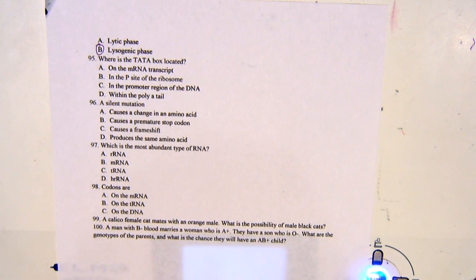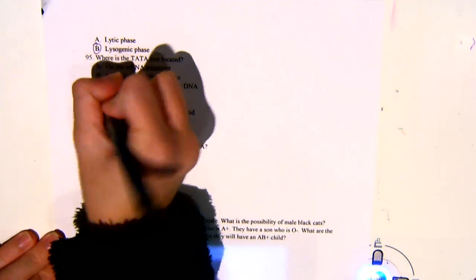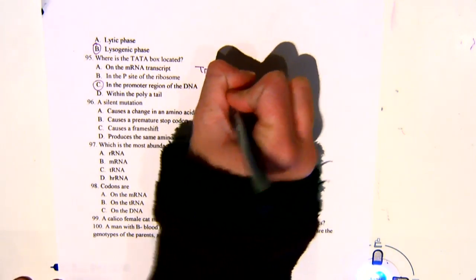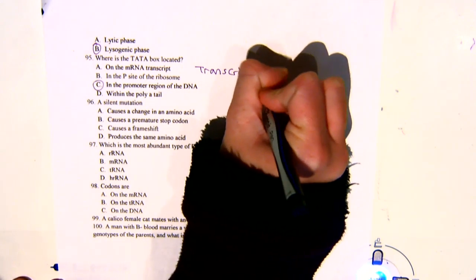95. Where is the TATA box located? Promoter. So C. The promoter region with the TATA box is that area on the DNA where RNA polymerase knows to start making our mRNA transcript. So this is in transcription.